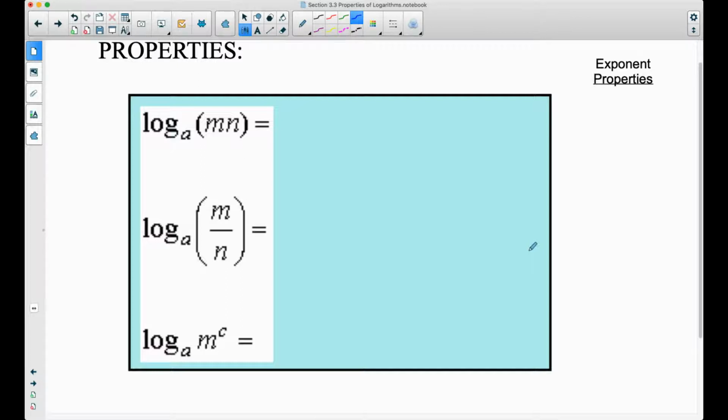So we had our exponent properties that if we had x raised to the m times x raised to the n, meaning we had the same base, what did we do to our exponents? Add. So then here, if we're multiplying, we can expand this using addition.